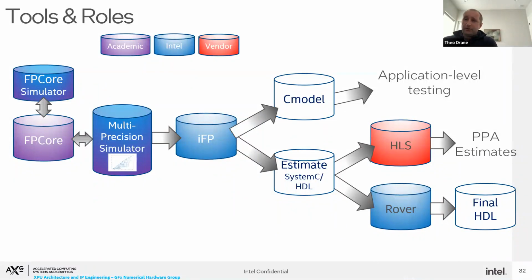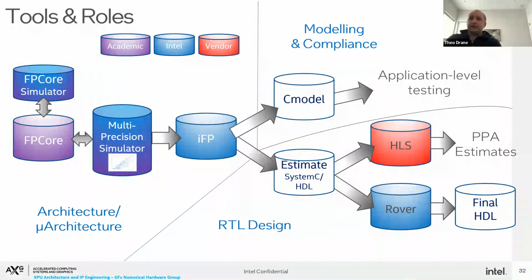And then in terms of the roles, which is rather interesting, and this is clearly, shall we say, rather ambitious, to put it that way. Who's supposed to use these models? Well, obviously, from a C model perspective, once the bit accurate C model is generated, then there's no change to any processes regarding, say, application level testing. From an RTL design perspective, what's very interesting is we expect HLS to give you PPA estimates. That's not a surprise. Rover should ideally give you highly optimized HDL. It may end up being human assisted.